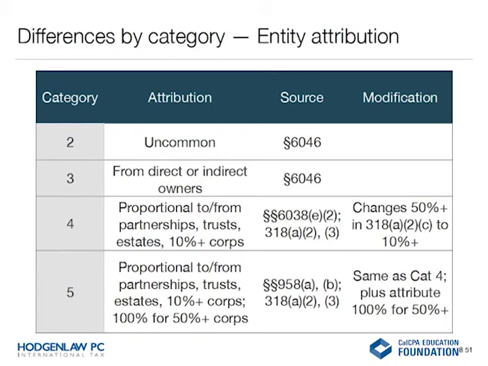Category 3, and this one's a little bit vague actually in terms of the attribution rules for entities, but essentially from direct or indirect owners. Category 4 and Category 5, these are where a lot of the more specific attribution rules are. And this one's interesting because it can be applied in both directions, both up and down a structure. So that's why it has the words proportional to and from. And it's to and from partnerships, trusts, estates, and 10% or more owned corporations. And those words probably don't mean a lot, but we do have an example a little bit later that'll illustrate this a little bit better.